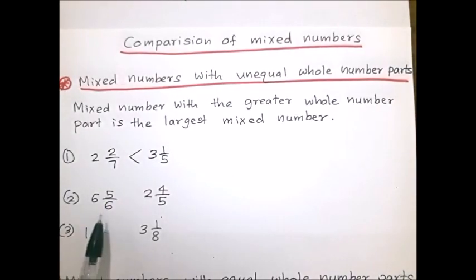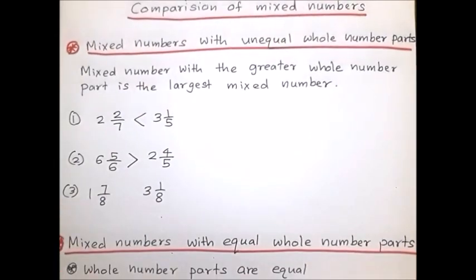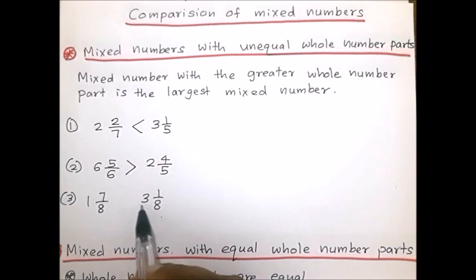Here look at these two whole numbers, 6 and 2. 6 is greater than 2. So this mixed number is greater than this mixed number. This one is the larger one. Look at the third one. Whole number is 1, here whole number is 3. This is the larger whole number. So this mixed number is the larger one. Put this symbol.